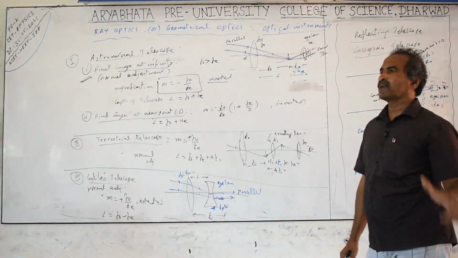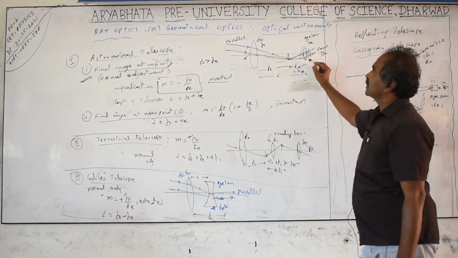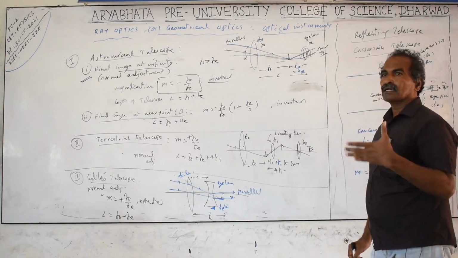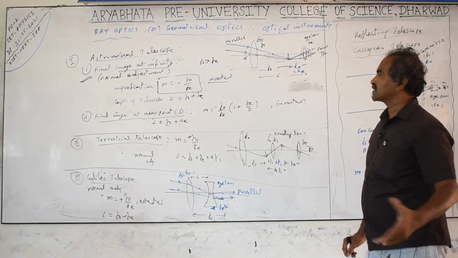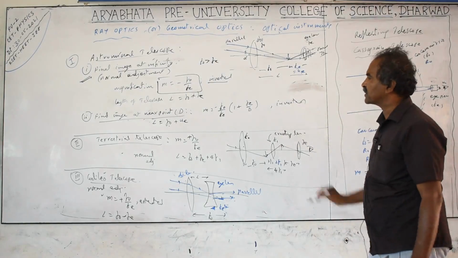In the telescopes and microscopes you see in the laboratories, these are nothing but eyepieces. In the physics lab, you will see Ramsden's eyepiece, and in the biology lab, you will see Huygens eyepiece. The difference I will discuss after this. That is not in your syllabus, but we have to discuss it.